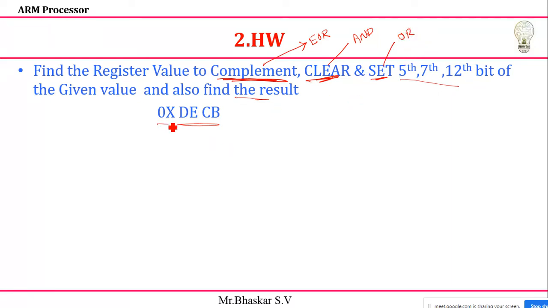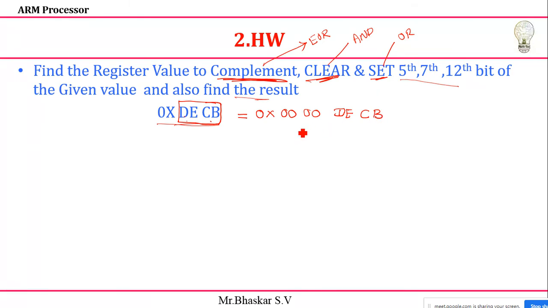Okay, first I'll go with this. So DE and CB, in my system, how will it be stored? It will be stored in terms of 32 bits. This DE and CB will go to the lower half-word. The upper half-word means 16 bits, and it will be filled by zeros. I'll write 0 0 0 0 here. Next it will go to DE and next value is CB.